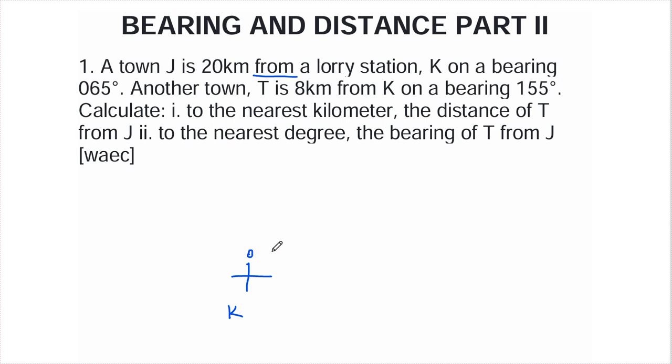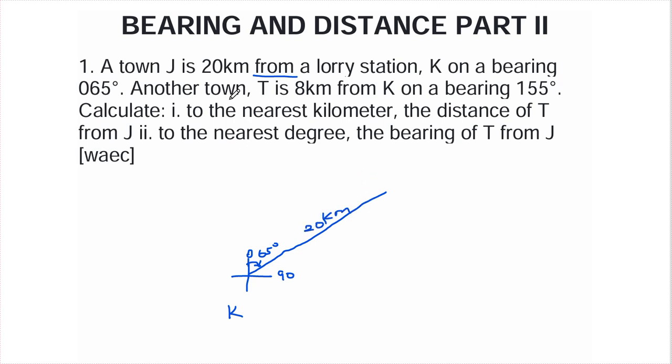65 degrees is an angle between 0 and 90 degrees, so it means that 65 degrees is here. Bearing always starts from the north, so from the north to this point is 65 degrees. If you are yet to watch my video on bearing, you can go ahead and do that. And the distance based on the question here is 20 kilometers.